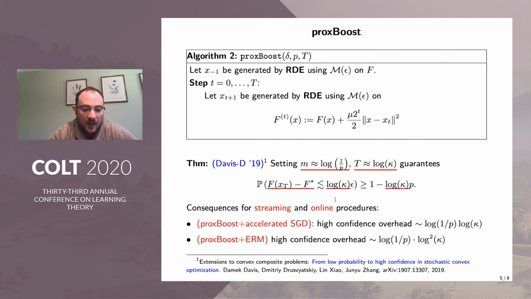Okay, and that's all. And as you can imagine, because this is so general, there are many consequences for both streaming and online procedures. In the next 2 slides I've outlined consequences of pairing proxBoost with an accelerated stochastic gradient method, and with empirical risk minimization. You can simply boost expectation bounds to high probability bounds at an overhead cost that's only logarithmic in 1 over p and maybe polylogarithmic in the condition number.